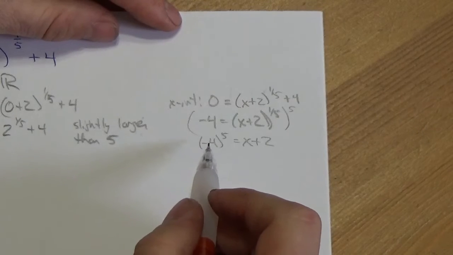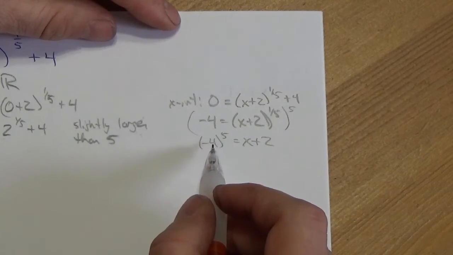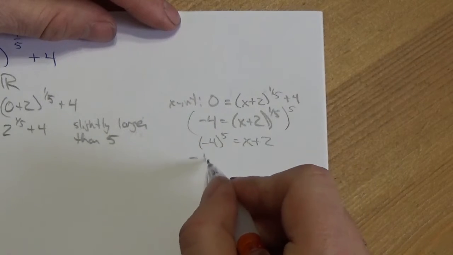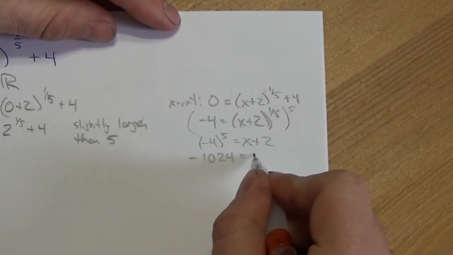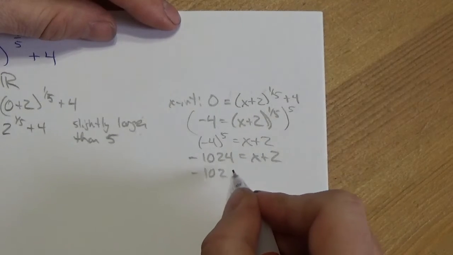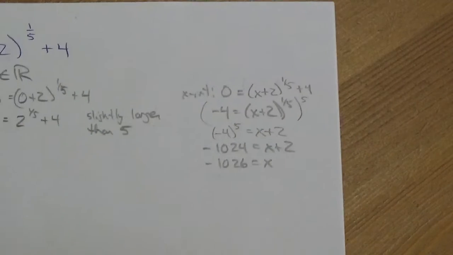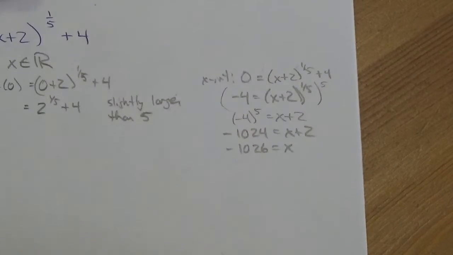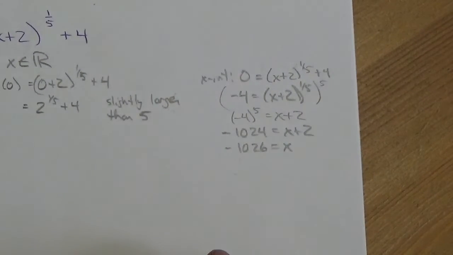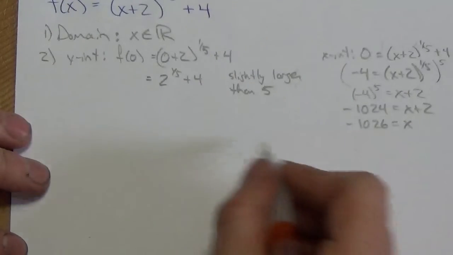Well, (-4)^5, 4 is 2 squared, so this is going to be like 2 to the 10. So that's going to be negative 1,024. And then subtract the 2, negative 1,026. Ooh, that happens quite a ways to the left of the origin. Okay, but good to know. So those are my two values there. Let's take a look at what's next. Let's take a look at symmetry.